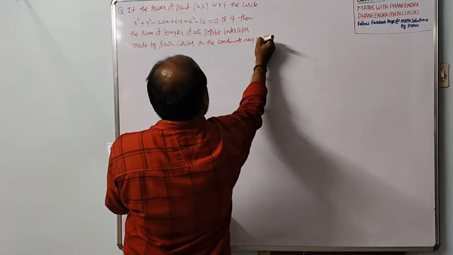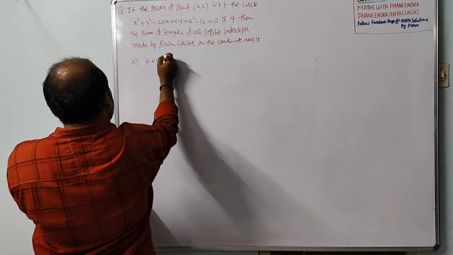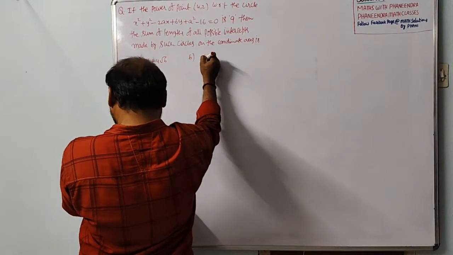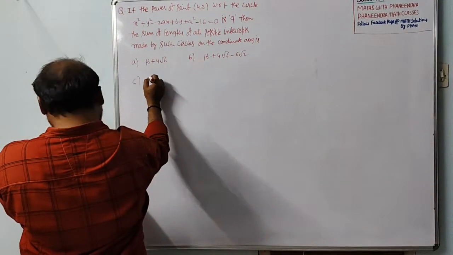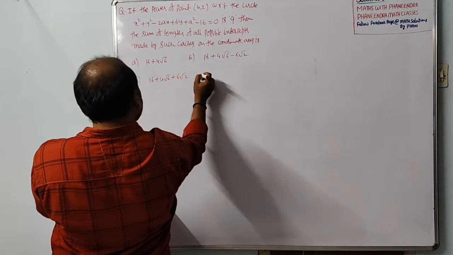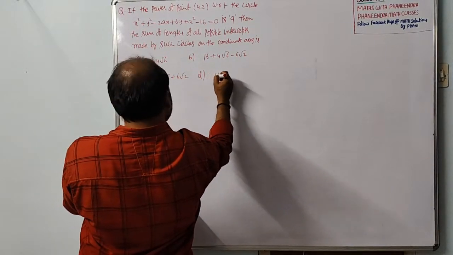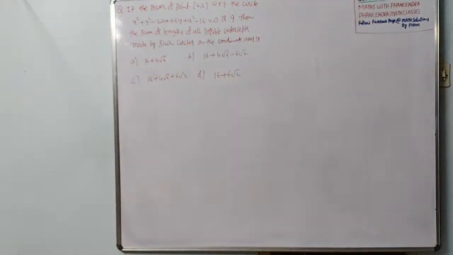is, see here options are provided: 16 plus 4 root 6, 16 plus 4 root 6 minus 6 root 2, 16 plus 4 root 6 plus 6 root 2, 16 plus 6 root 2. So we will do it. Why? Because cases will come now, dear students. That's why within one question only we will do it neatly based on that.